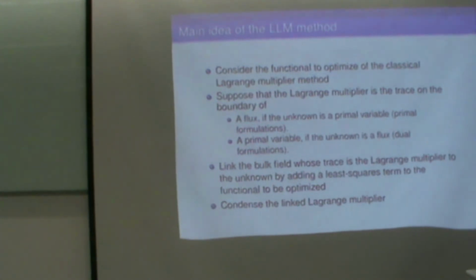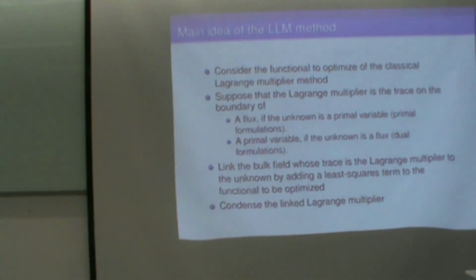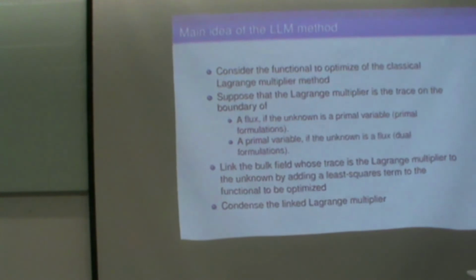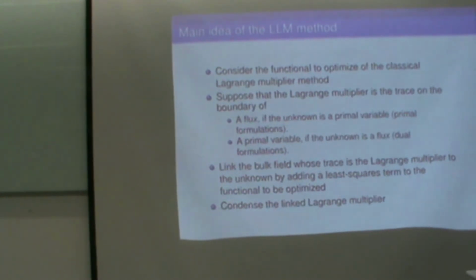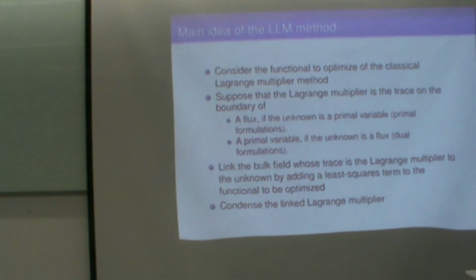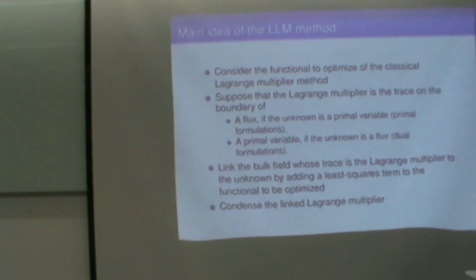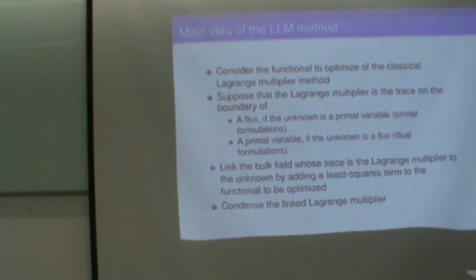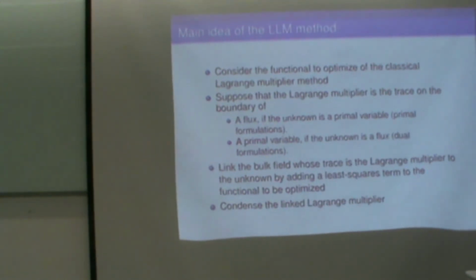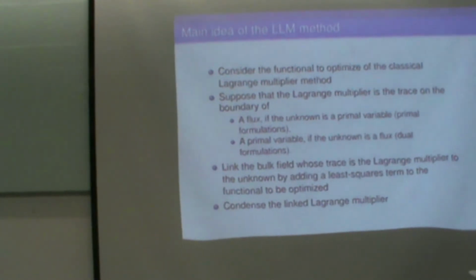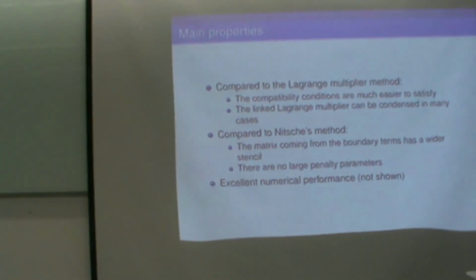How? By adding a least squares term to that functional. The only parameter that needs to be fixed is the coefficient that multiplies this term, but 1/2 works in all the cases that I have shown. And after choosing the linked Lagrange multiplier as discontinuous, you can condense that new unknown in terms of the original one, and end up with a problem posed in terms of the original one.